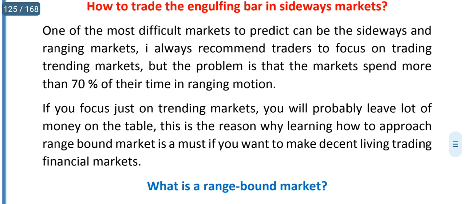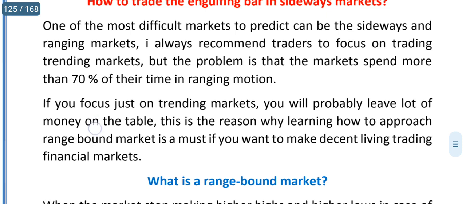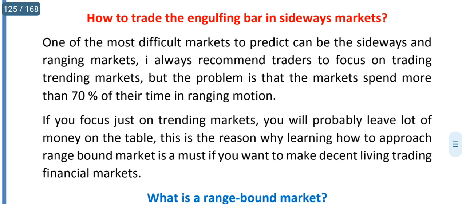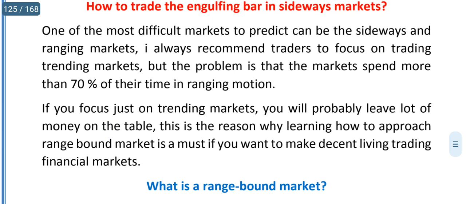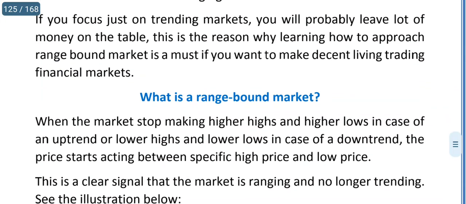Therefore, when a market is ranging, we cannot say that the market is in either an uptrend or a downtrend. At that point there is indecision between the buyers and the sellers, and there is no one in control of the market. And if you just focus on the trending markets, you will probably leave a lot of money on the table.